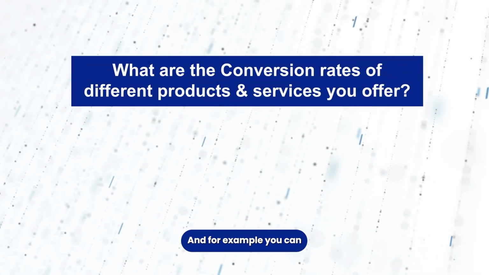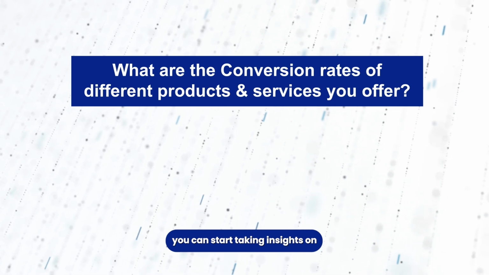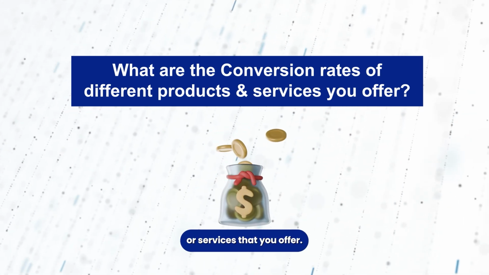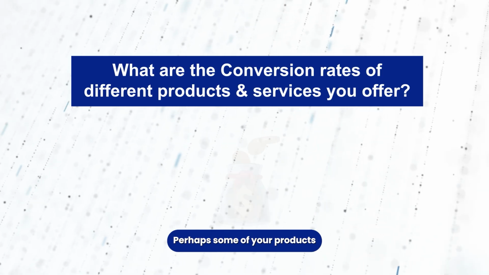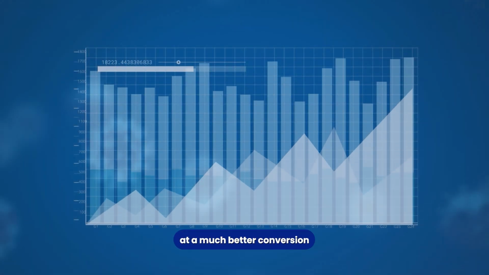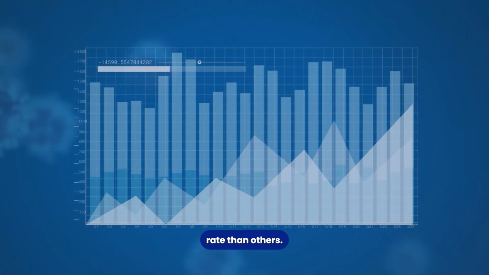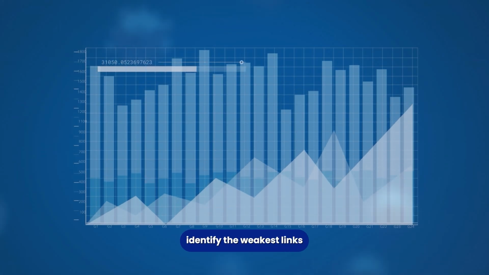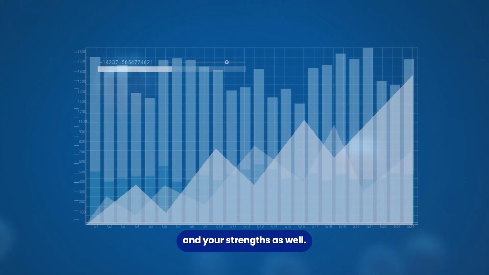For example, you can start taking insights on what are the conversion rates of the different products or services that you offer. Perhaps some of your products are selling at a much better conversion rate than others. And so that's how you can identify the weakest links and your strengths as well.